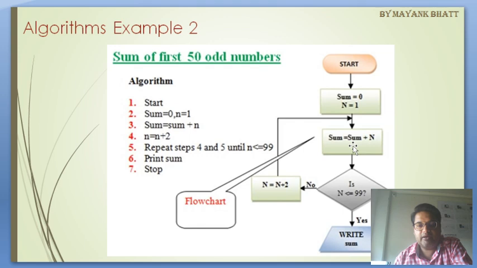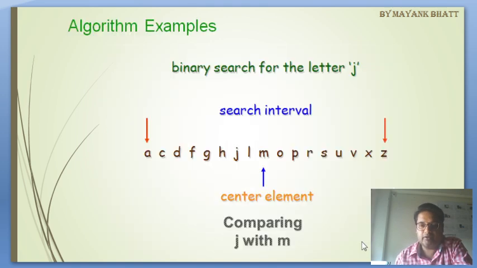After that we have created the logic sum equals sum plus n, and then you can see that we have used the diamond box where we are checking the condition of whether n is less than or equal to 99. If the condition is true, then the repetition will go on, and then we store the result in the sum variable. So this is the concept.